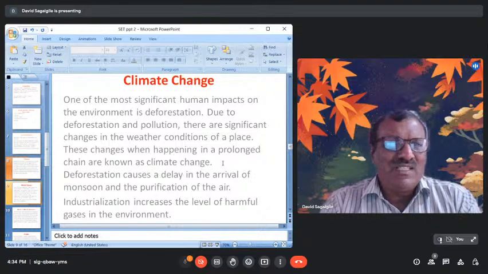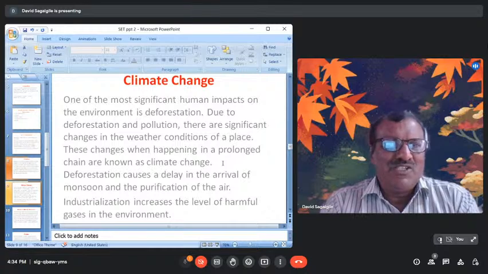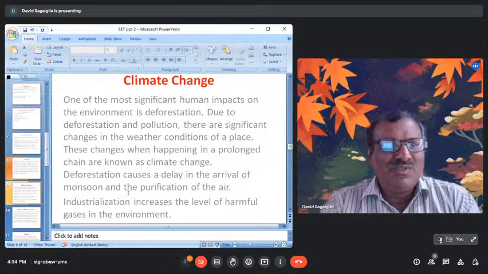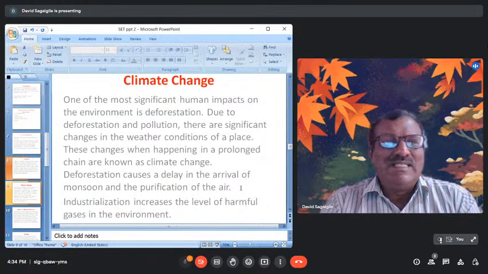So when deforestation and pollution are happening continuously for a long period of time, it leads to climate change. Deforestation causes a delay in the arrival of monsoon and affects the purification of air. Because plants and jungles are cut down, the monsoons are decreasing, the amount of rainfall is decreasing. At the same time, the seasons are changing.